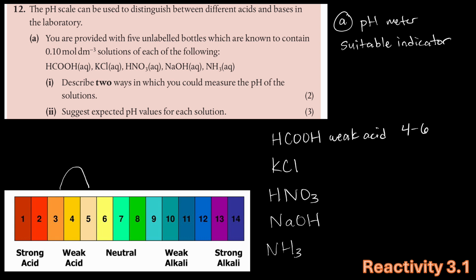And then for KCl, KCl is a neutral salt. So that's just a salt. It's an ionic salt. That's not going to have an acidic or basic pH. It's going to be neutral, so that's going to be 7.